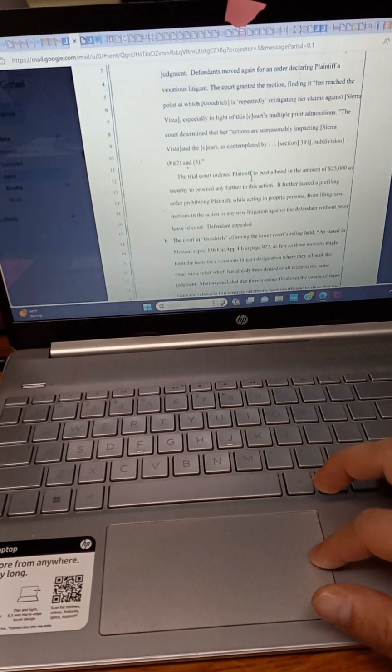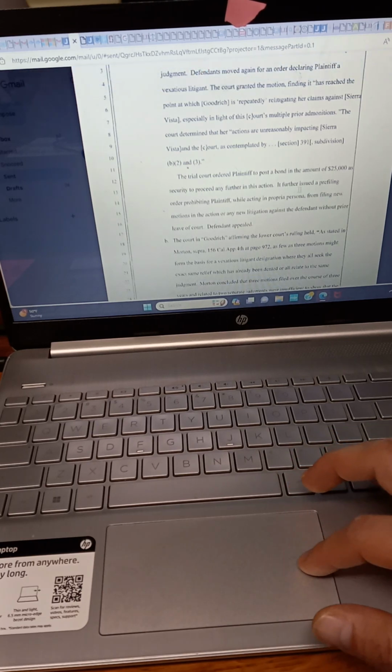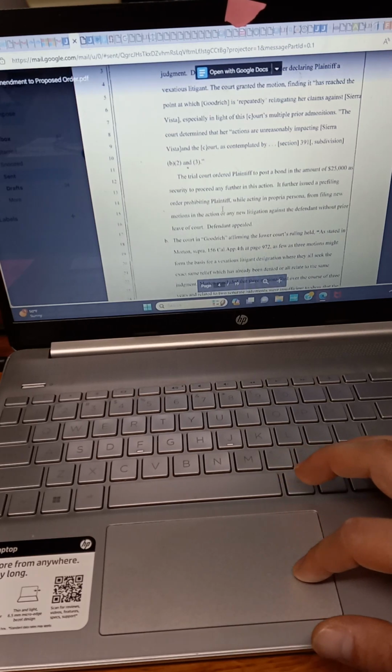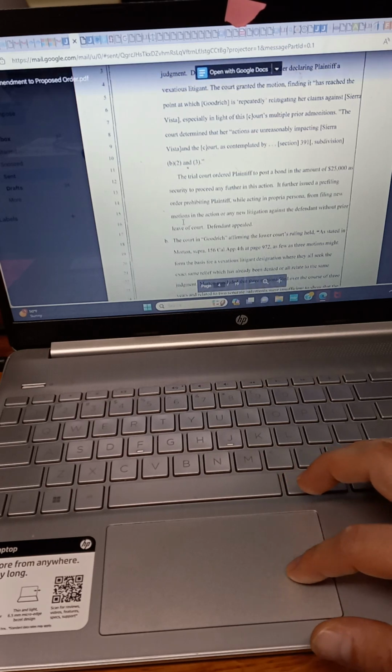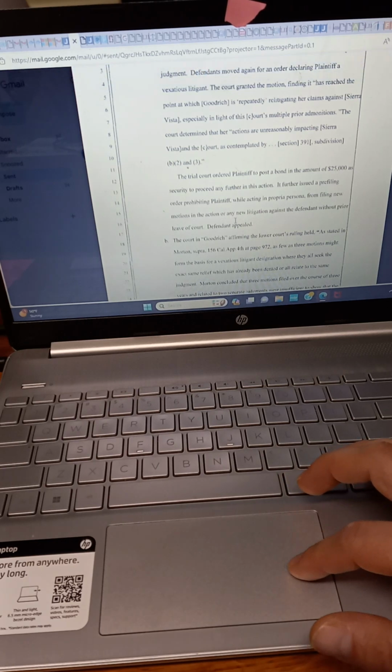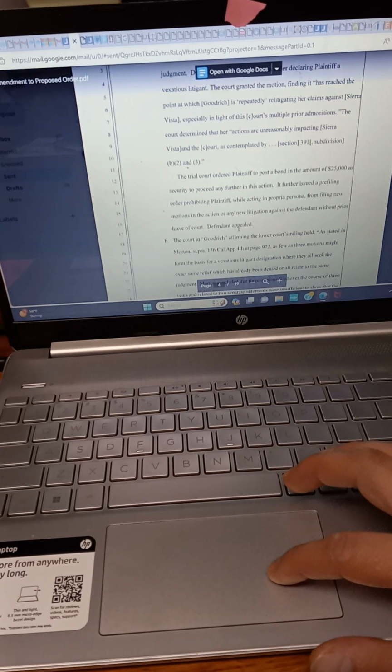The trial court ordered plaintiff to post bond in the amount of $25,000 as security to proceed any further in this action. It further issued a pre-filing order prohibiting plaintiff, while acting in propria persona, from filing new motions in the action or any new litigation against the defendant without prior leave of court. Defendant appealed.